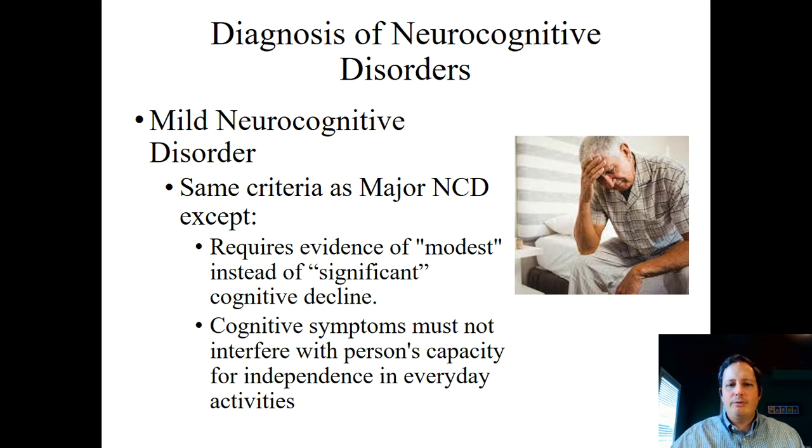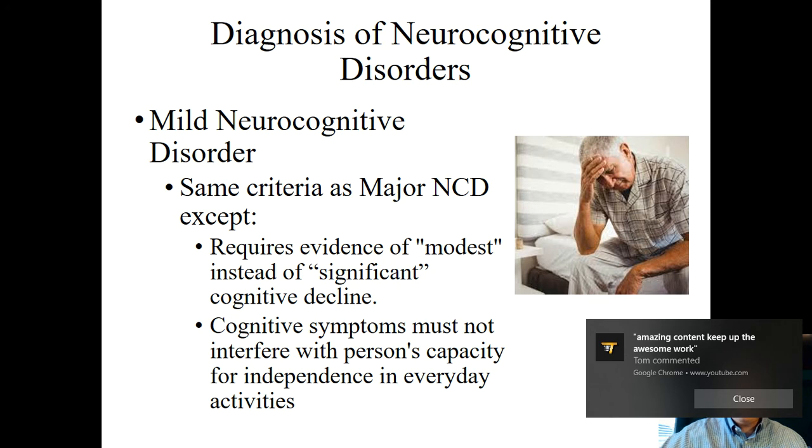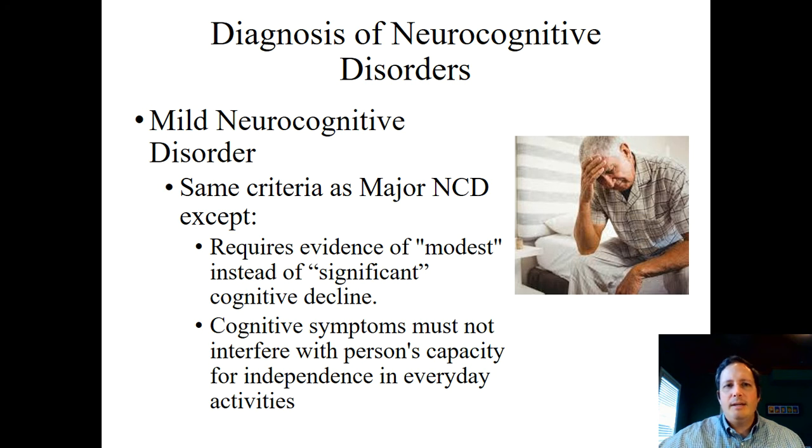So if you're not a major neurocognitive disorder, you may have mild neurocognitive disorder, by the name implication. Going from major to mild, mild is going to be a less severe form of neurocognitive disorder. Same types of criteria, but there are two little differences here. And what we see with that is the evidence is going from modest from what had been significant. So remember, I pointed that out in the criteria, that it needed to be on the modest side instead of significant, and that the cognitive symptoms should not be interfering with the person's capacity for independent activities in everyday life. And so they're still going to be able to function independently.